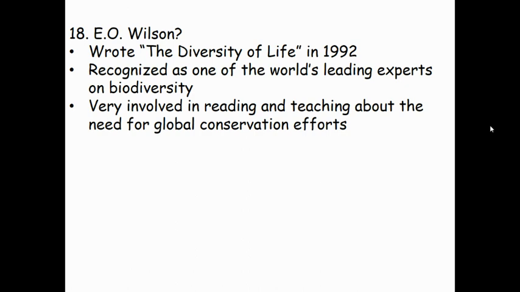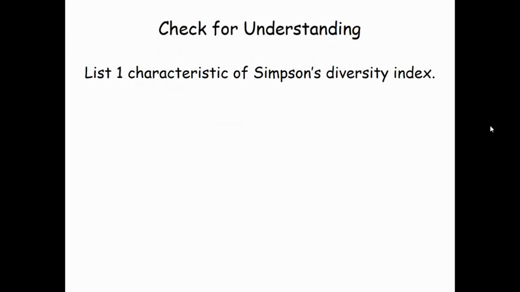Moving ahead in 5, 4, 3, 2, 1. It's one characteristic of Simpson's diversity index. And so it measures species richness, species evenness, and if you have an increase in those, you have more diversity. If you have a decrease in those, you have less biodiversity.